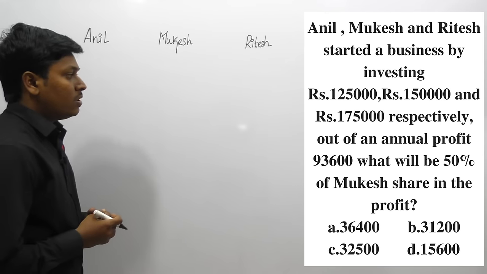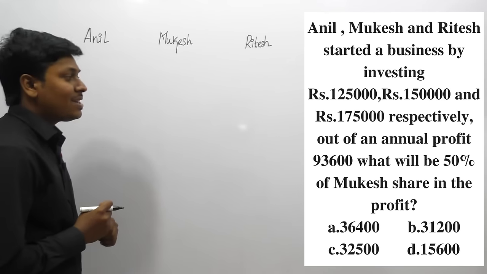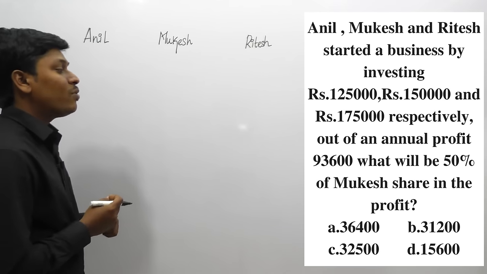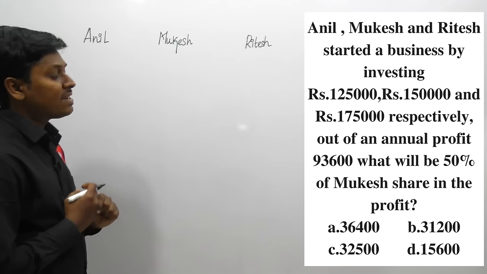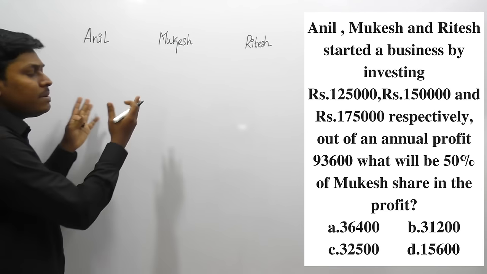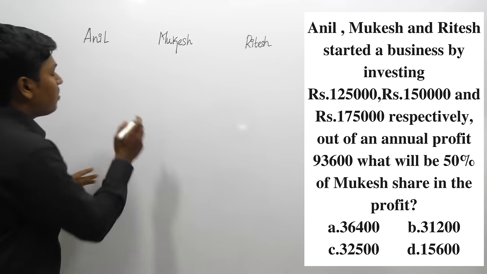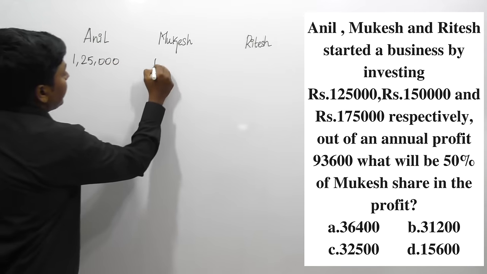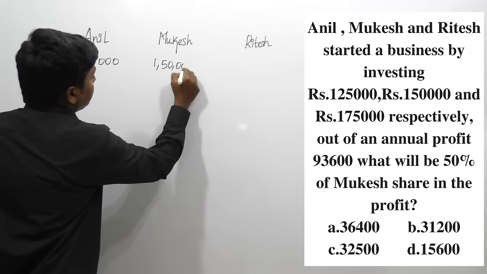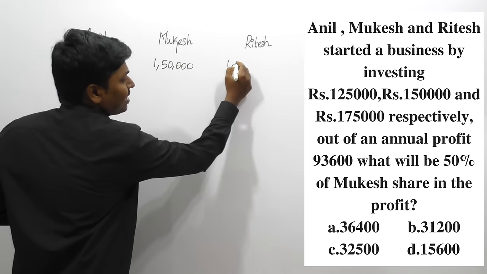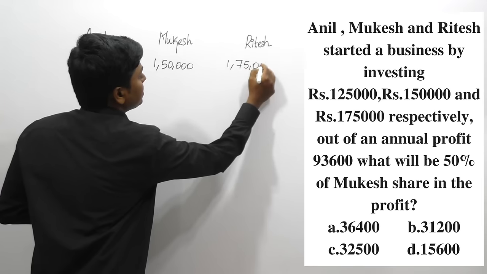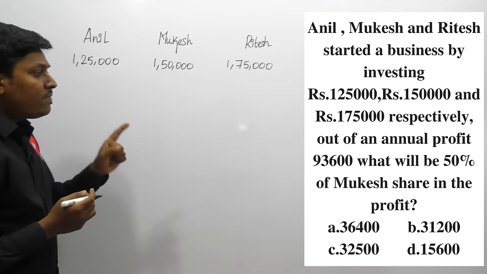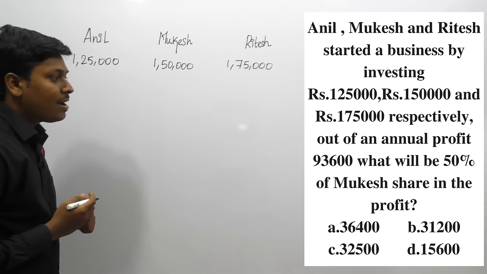Question number 2. Anil, Mukesh and Ritesh started a business by investing rupees 1,25,000 and 1,50,000 and 1,75,000. Okay friends, so all the three persons are starting a business by investing some amounts, that is 1,25,000 by the person Anil, right? And the second person is 1,50,000 and the third person is 1,75,000, right? So all the three persons are investing some amount to start a business. Okay, so friends, what will be 50% of Mukesh's share in the profit?